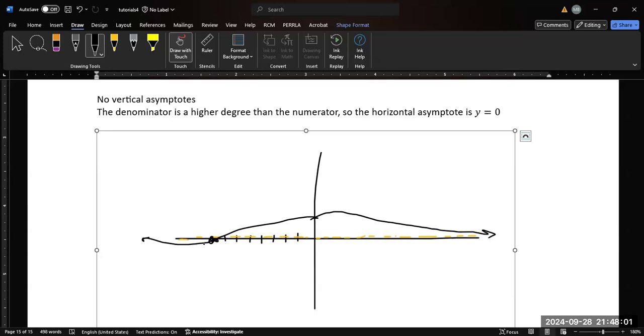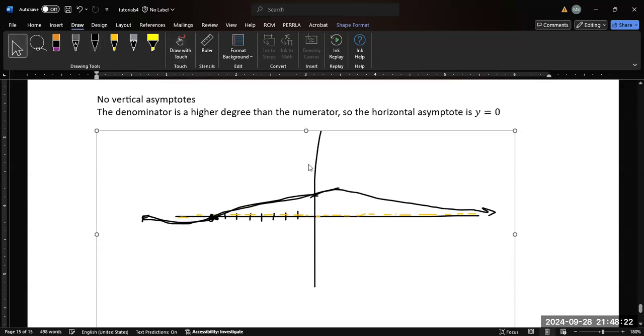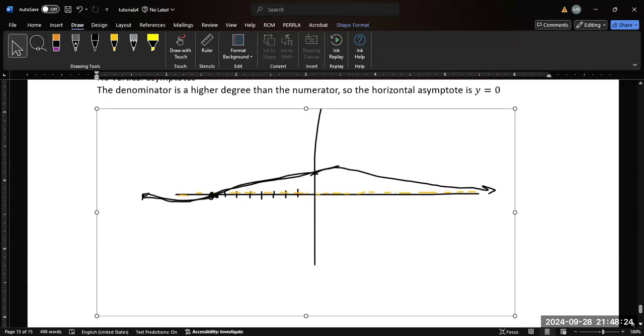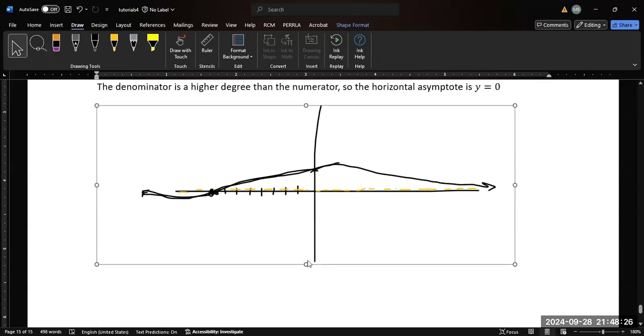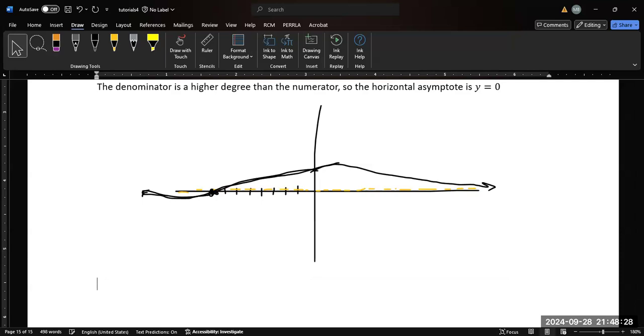This is the only place where it will cross the x-axis, but it has to go through it. So there's probably some sort of minimum over here before it comes back up and then approaches the asymptote again. So let us go look at our graph from Desmos and find out how well we did.